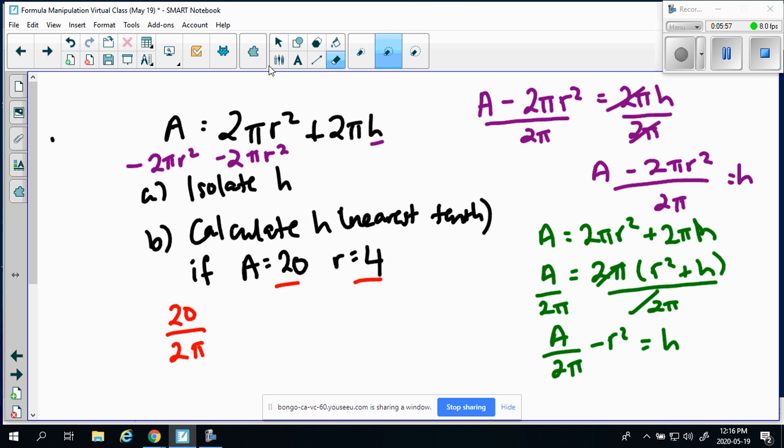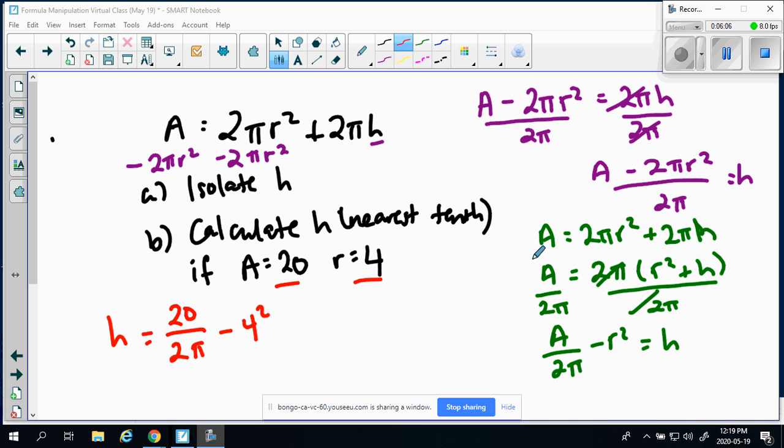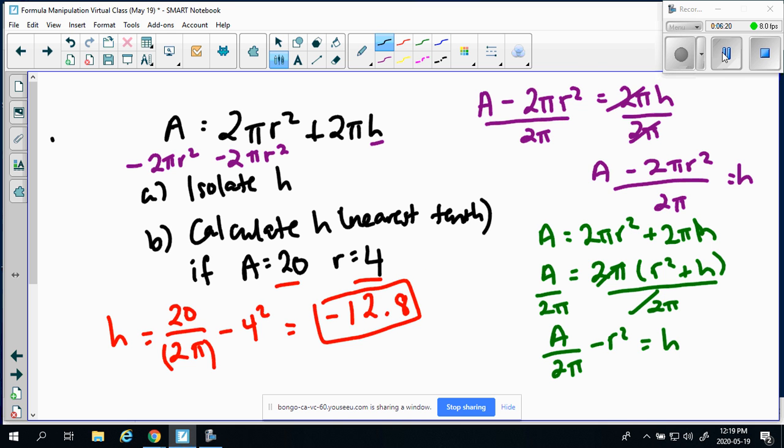20 minus over 2 pi minus 4 squared should equal h. So if I put that in my calculator, and I remember to put this in brackets, then I'm actually getting negative 12.8 as my answer to the nearest tenth.